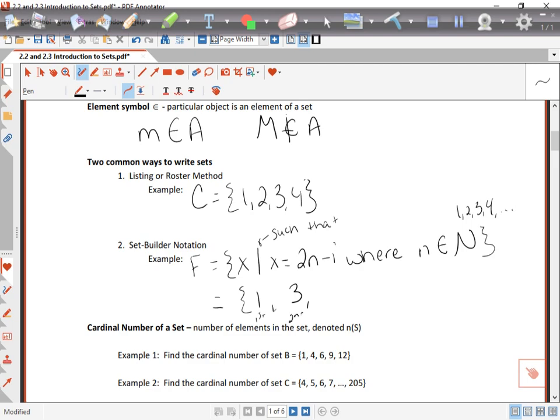That's to get the second. To get the third, 2 times 3 minus 1 is 5. Fourth, 2 times 4 minus 1 is 7. And here you should start seeing a pattern that these are the odd numbers. So if you're given one like this, you're going to want to write it out in the listing method so that you can see the actual numbers.